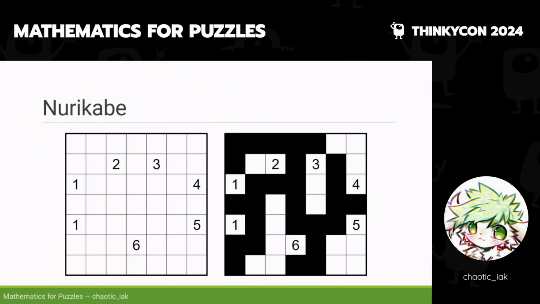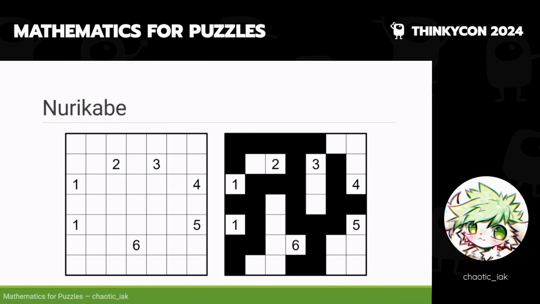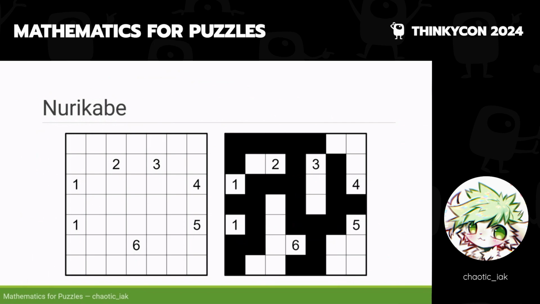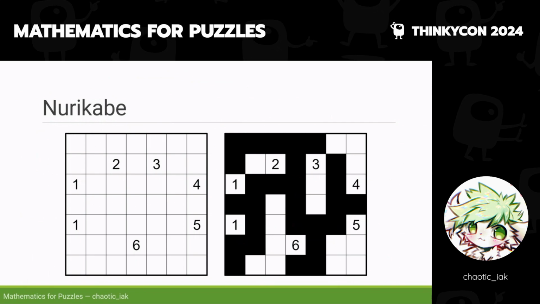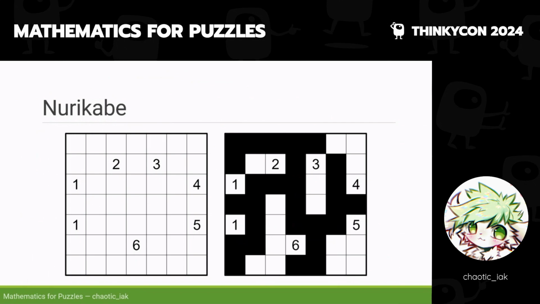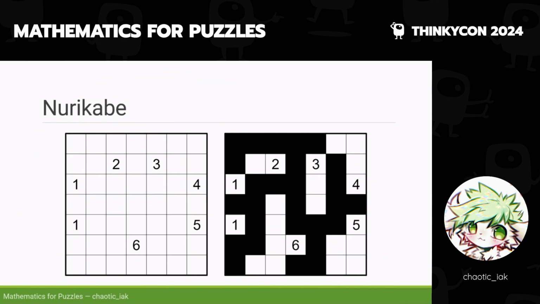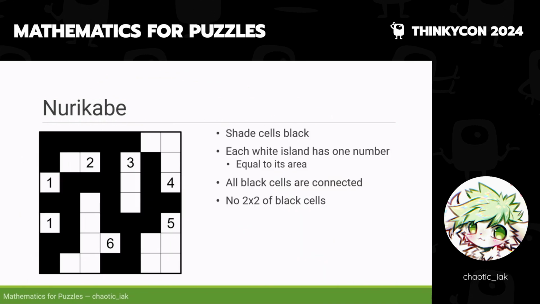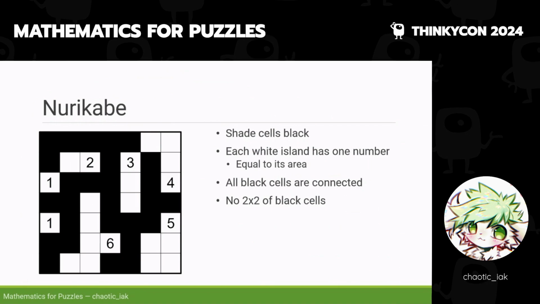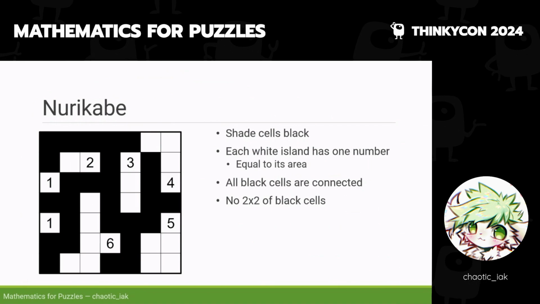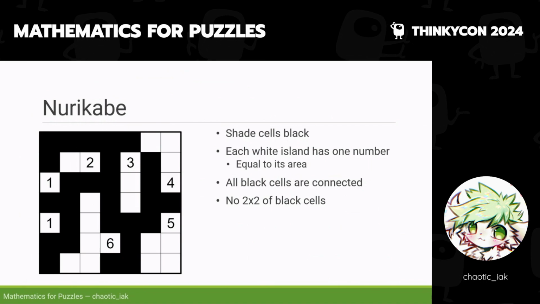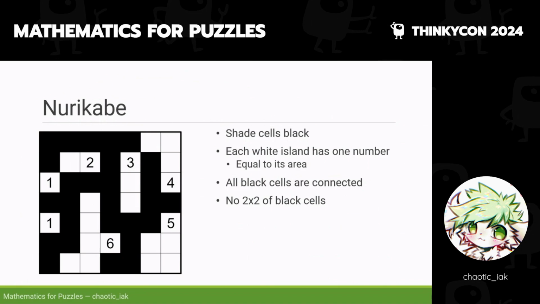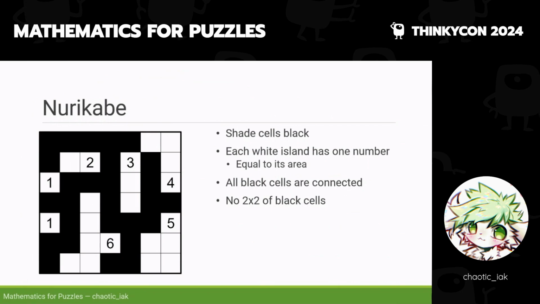Okay, let's move on to a different thing. It's called Nurikabe. A Nurikabe puzzle looks like the one on the left, just a grid with numbers, and the solution is on the right. You can see you have to shade some of the cells black so that each white island has one number which is equal to its area. Now, all the black cells have to be connected, but you cannot have any 2x2 area of black cells.